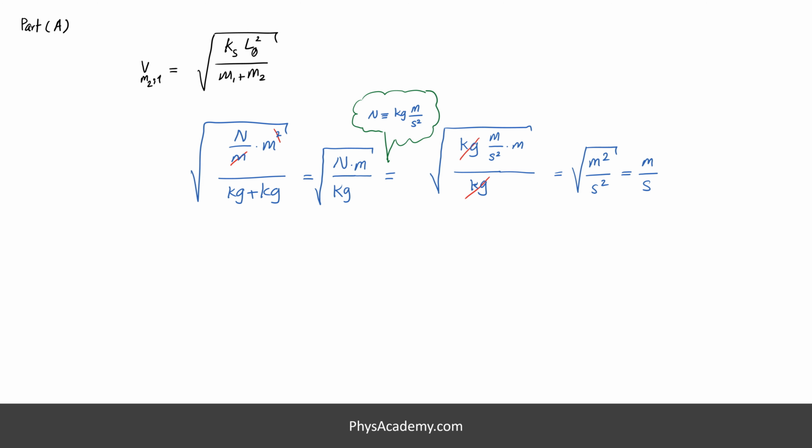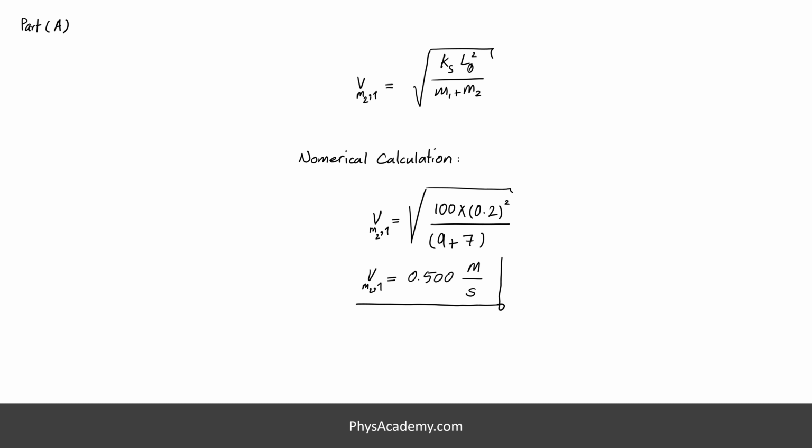Let's go back to our original calculation and plug in the numbers to find the final numerical value of the speed. After plugging in the provided numbers, we get half a meter per second for the speed of mass 2, but remember, at stage 1, both mass 1 and 2 have the same speed.